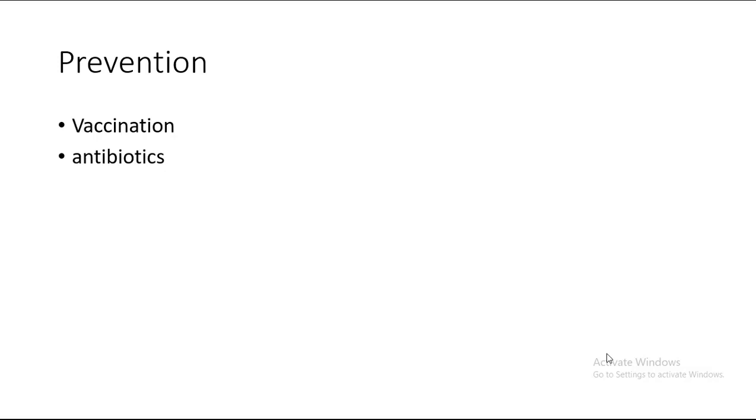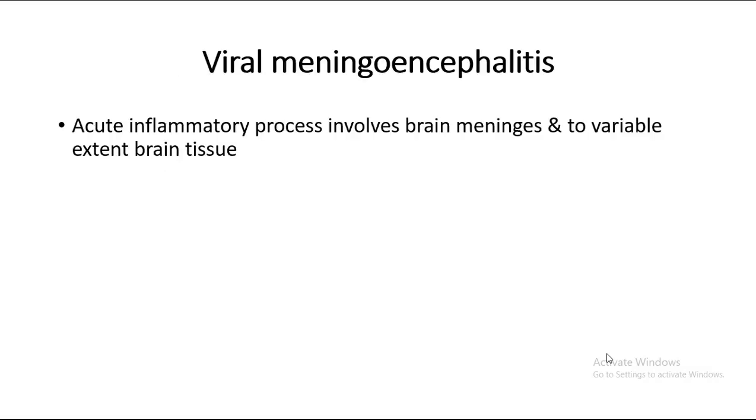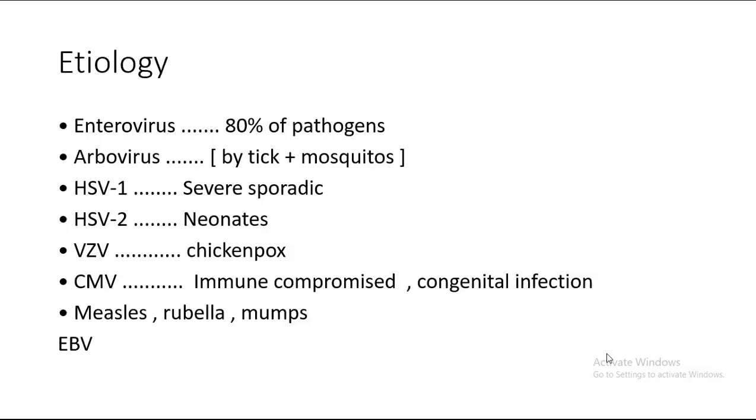Now we are going to talk about another type of diffuse CNS infection, which is viral meningoencephalitis or viral encephalitis. It is an inflammatory process of the brain tissue. This is very important. For meningoencephalitis, there is an inflammation of the meninges and the brain tissue. For encephalitis, there is an inflammation of the brain tissue. It's nearly the same. The difference between encephalitis and meningoencephalitis is the presence of meningeal signs.